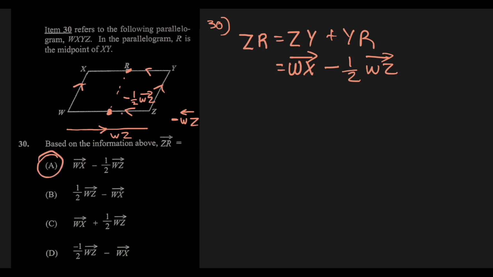So it says in order to get from Z to Y, we have to use W to X, which is the same as Z to Y. Notice that. And then after, to get to the R, is the same as saying half of this, and just a different sign. This was kind of a crazy question, but yes, this is how it is done.